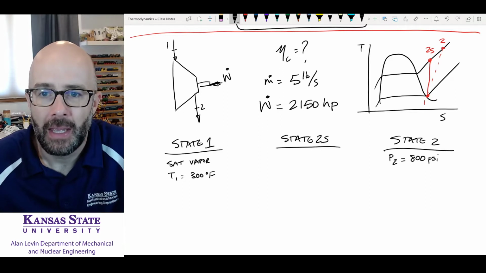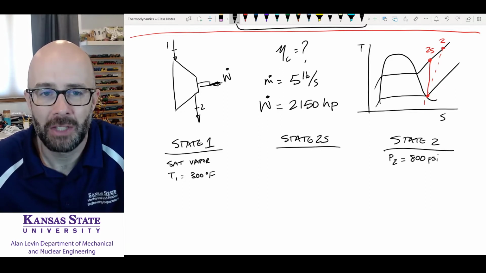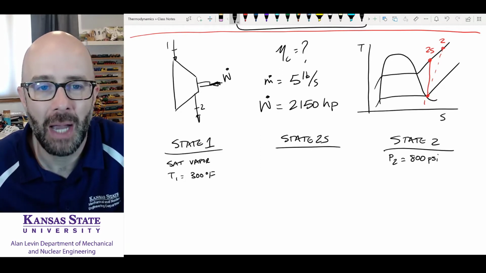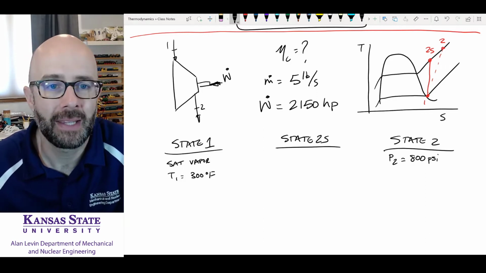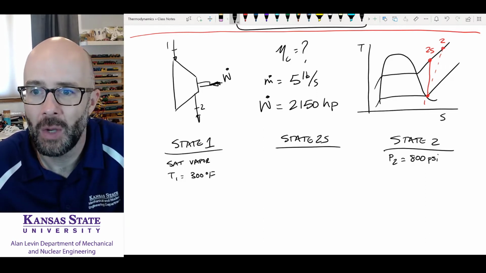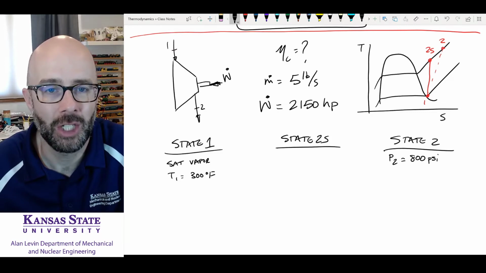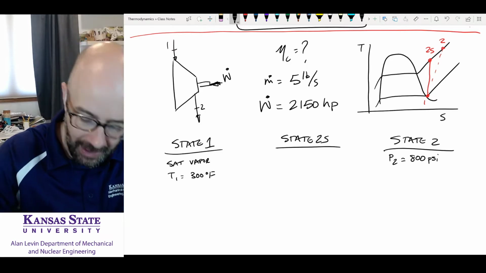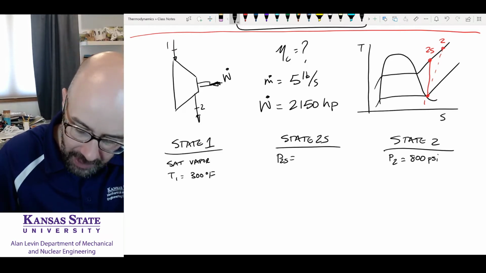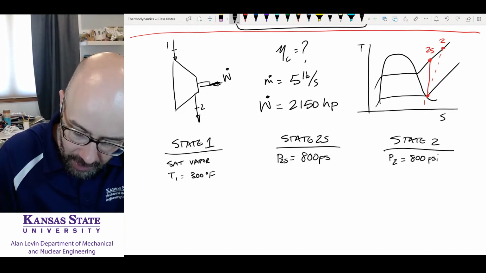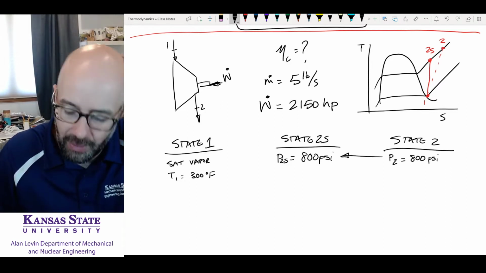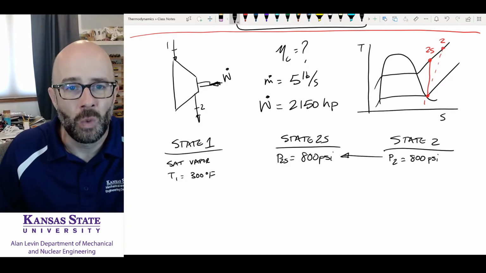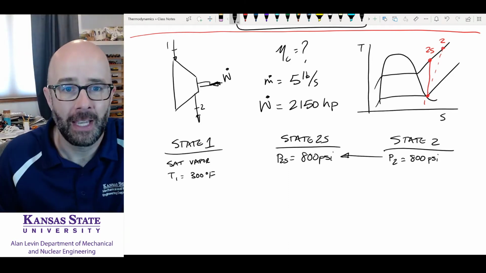Now, in my state 2s, I know a couple things. My state 2s can be helped define by my state 2 and my state 1. The first thing I know is state 2s has the same pressure as state 2. Look at it, it's on the same line in the diagram. So P2s is equal to 800 psi. I'm getting that value from state 2, always, in every case.